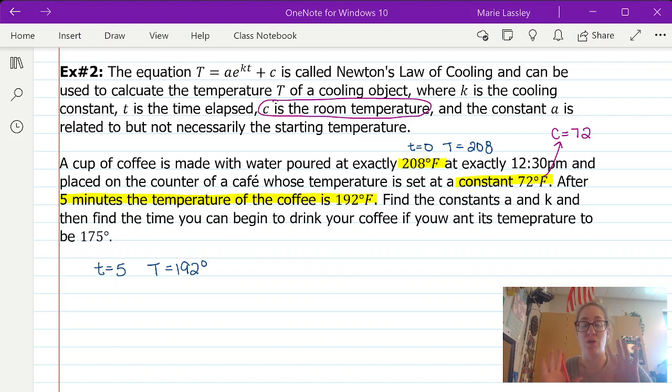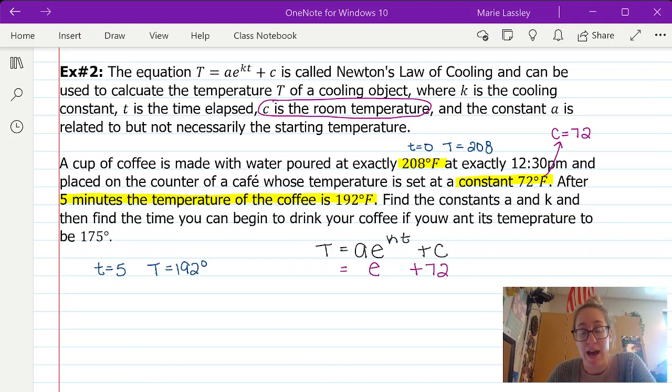Okay, so there's a lot of stuff that we need to start unpacking. So let's just start by plugging what we know in. So here's our equation. T equals A e to the kt plus C. Now we know that e is just a constant. It's a number, so that's going to stay. We also know what C is. C is 72. That's our room temperature.